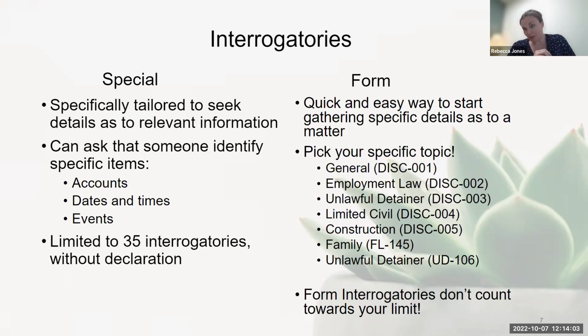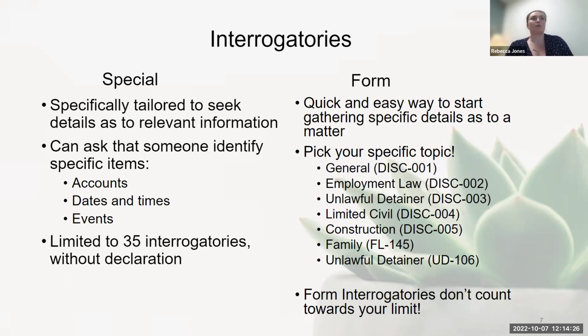There is an exception, however, where you can write a declaration, and we will send a copy of that around to the attendees after this. The sample declaration is covered under the CCP, and you just have to explain why 35 interrogatories is not sufficient, that you need additional information. It doesn't have to be very detailed. It's just required if you intend to go past the 35.